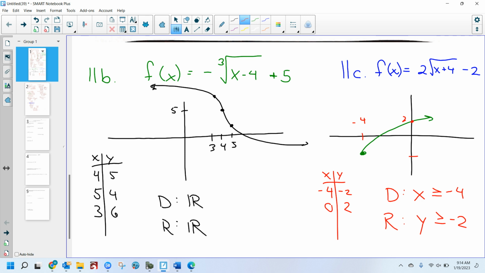Now be careful about the reflection. You need to know when it got reflected. It's not going back.